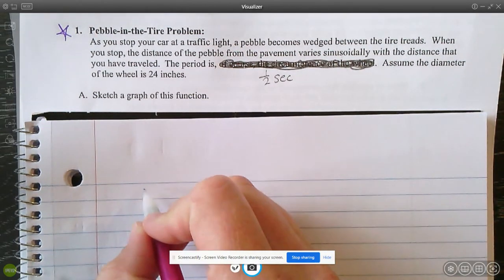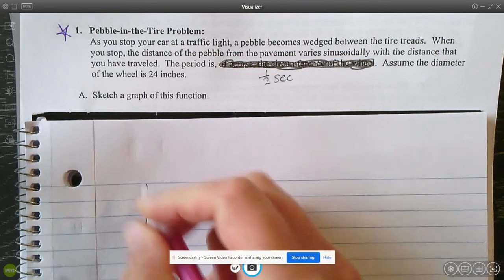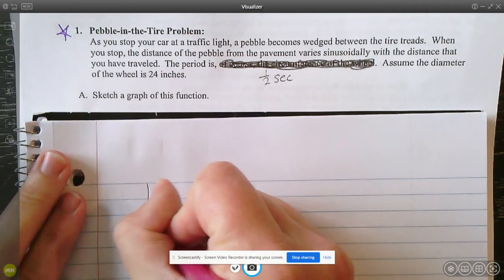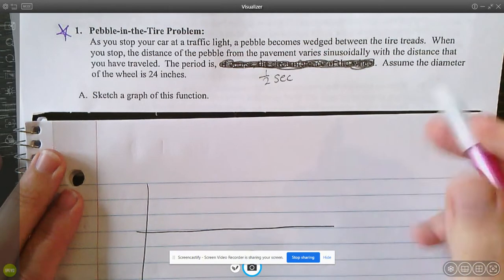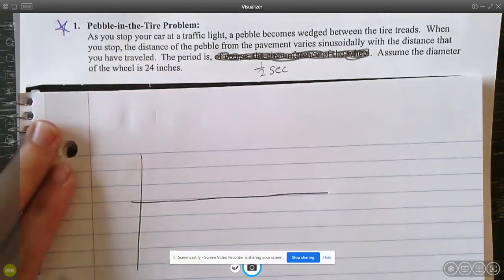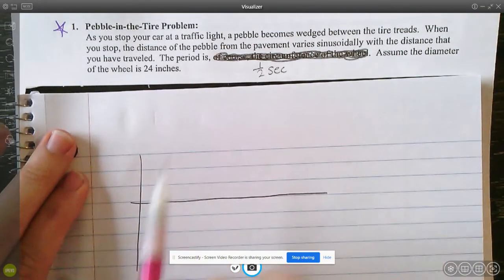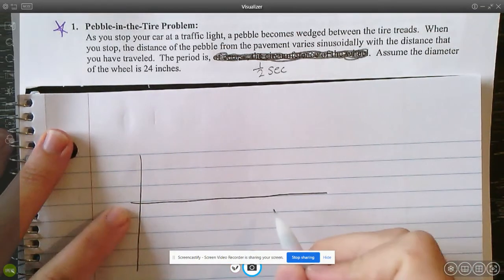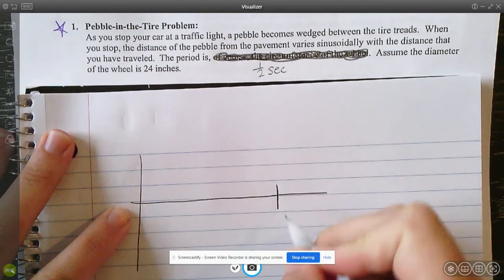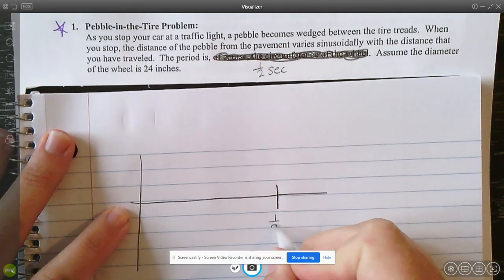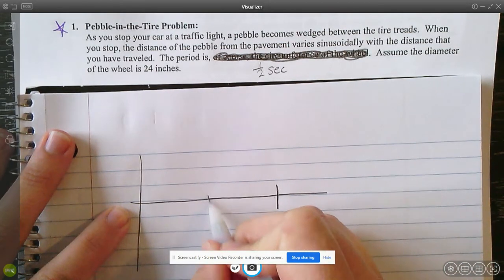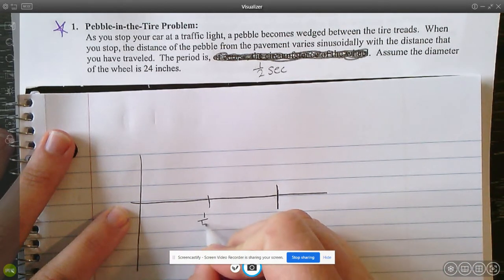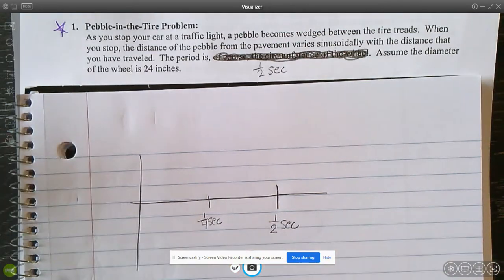Okay, so when you do these, I just always start with something that looks like this. So let's look at our information that we have. It says the period is 1/2 second. The period, remember, is how long it takes to do one cycle. So this is at 1/2 second. That means halfway between there is going to be 1/4 of a second. Okay, so we have that much.